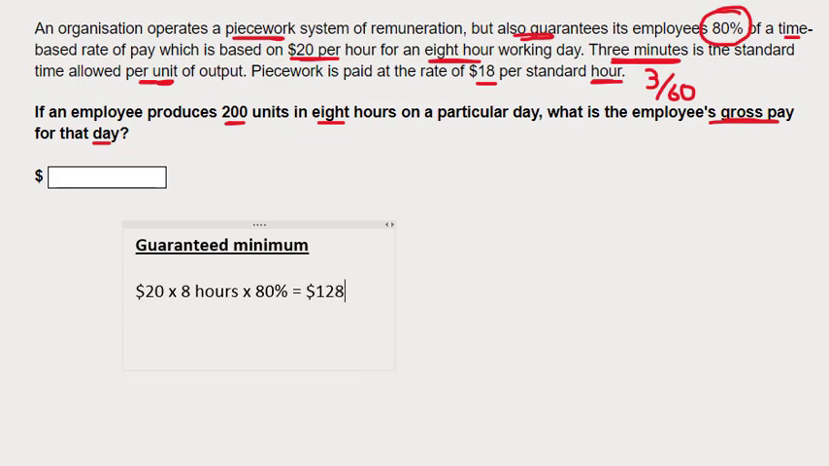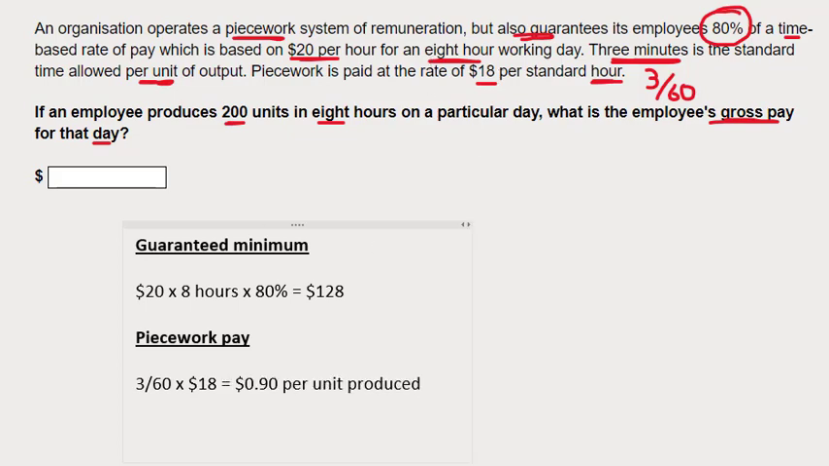Okay, what about the piecework? We're told they get given 3 minutes of standard time for each unit, paid at a rate of $18 per hour. So let's get this down to an amount per unit. 3 divided by 60 times $18 for an hour per standard hour. That gets us to a rate per unit of $0.90 or 90 cents for each unit that's produced. Now, how many units did they make? Oh, it's 200 units. So that means that the piecework rate is $180.